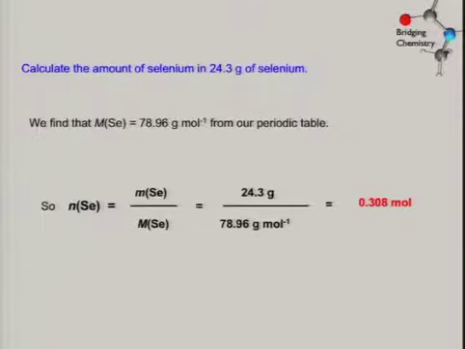And again, you just use a little formula. The amount of selenium is the mass divided by the molar mass. 24.3 grams divided by 78.96 grams per mole, and that's 0.308 moles, with the correct number of sig figs this time, just randomly. Okay, we're happy with this? Hopefully this isn't too bad.